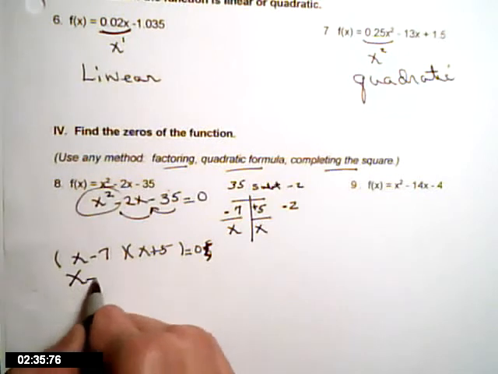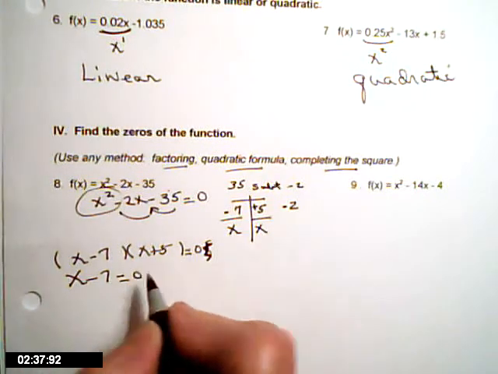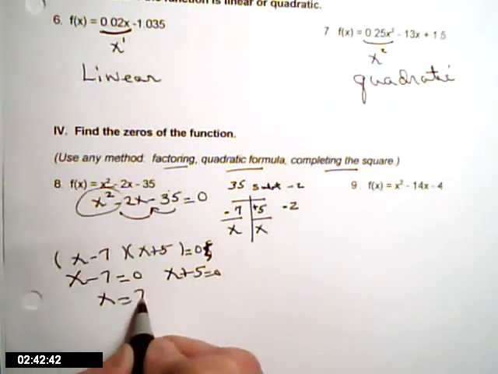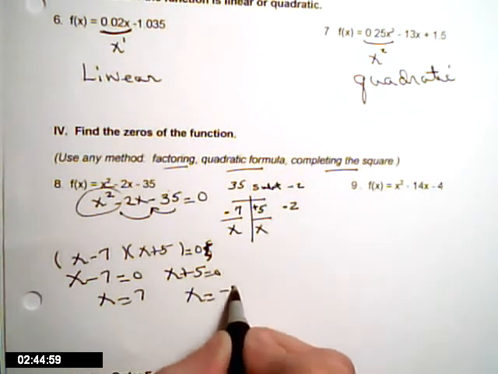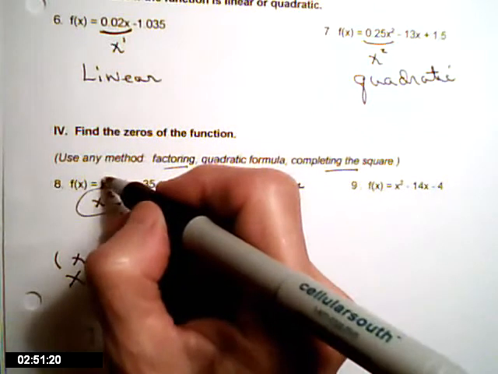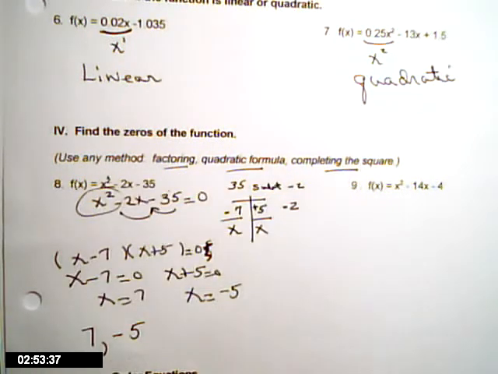Now I'm going to set both of these parentheses equal to 0, and I have x equals positive 7 and x equals negative 5. Now remember, in my math lab, your answer would just be written with the two numbers separated by a comma. Quadratic equation, I would have two answers.